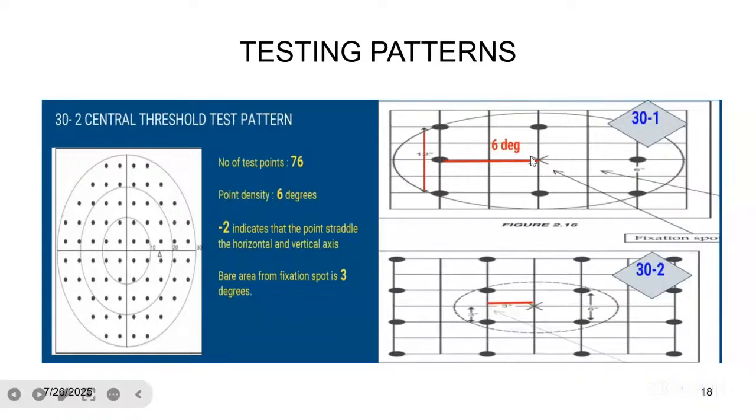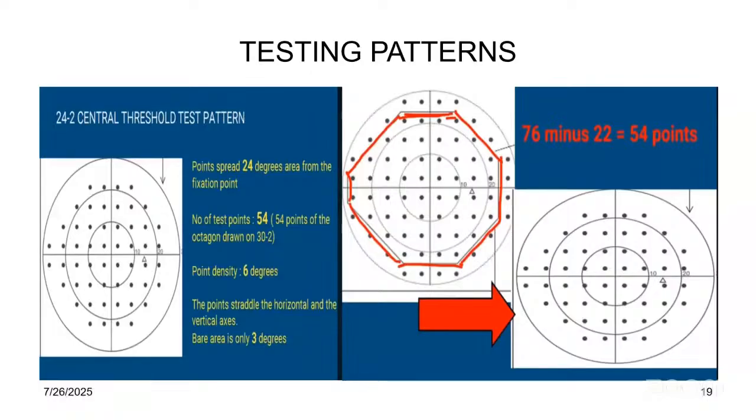Bare area means the area in between points, because usually you don't test all points of the retina, the machine tests a particular point and then extrapolates for those bare areas. So the central visual field, especially the central 5 to 10 degrees, is very important. So you want to also reduce the bare area in that test.